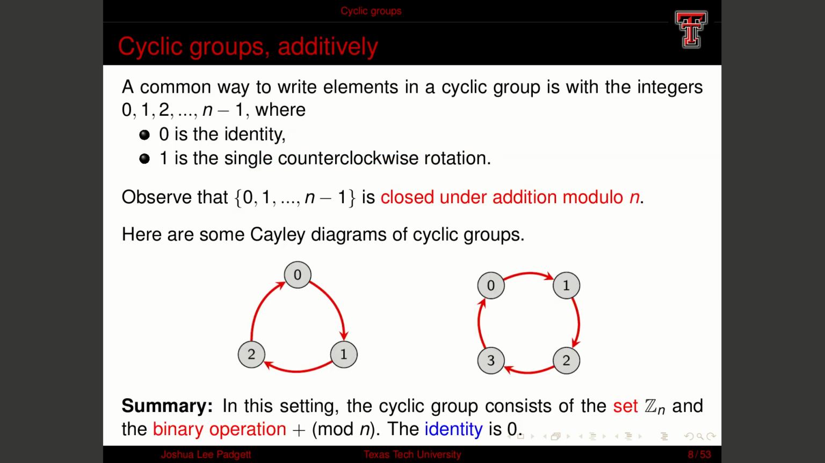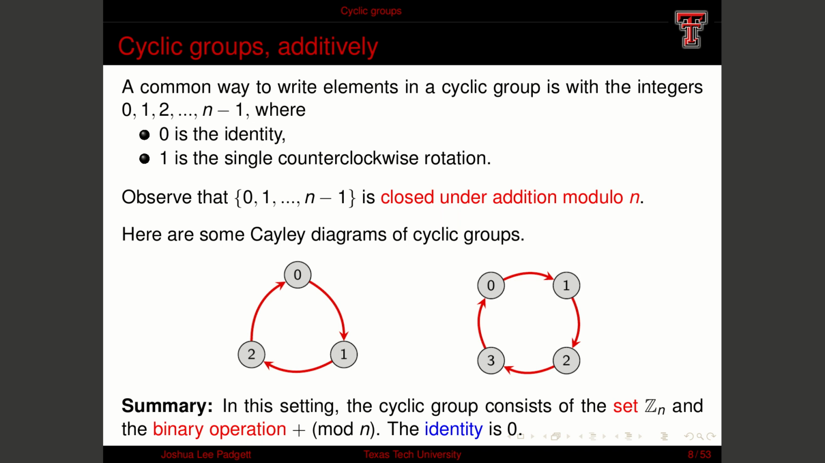All right. So a common way for us to denote the elements of a cyclic group is just with the integers 0, 1, 2, ..., n minus 1. So this would be a representation of the elements in C sub n. 0 is always thought of as the identity in this group, and 1 is thought of as the single counterclockwise rotation, or you can think of it this way: 1 is always denoting the generator or the canonical generator in the cyclic group. So if we take this set and realize them as integers, right here they're labels.